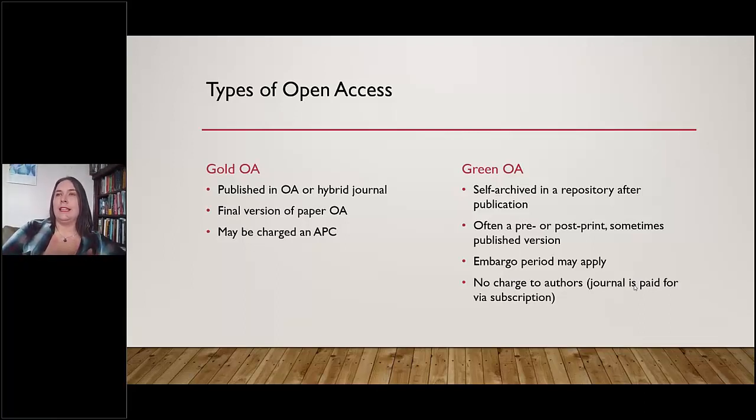Green open access is you submit to a traditional journal just like normal, no fees for you, and then you self-archive, usually a preprint or a postprint. Sometimes journals will allow you to archive the published version of a paper, but you self-archive, so you do the work of archiving your paper in one of the repositories. And there's often an embargo period for this. So, you know, my journal article comes out in 2020, but I can't post it until 1 year later, 2021. And so, again, no charge to author. So gold open access or green open access.